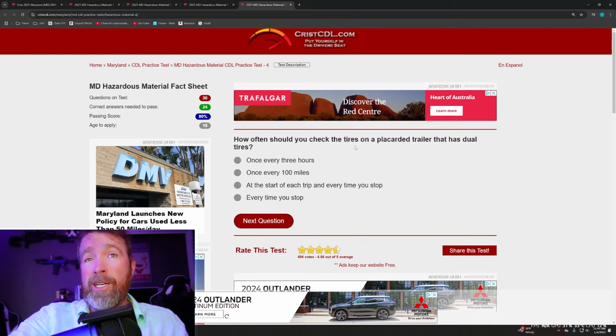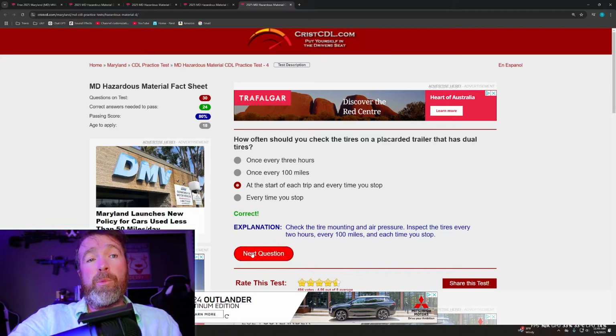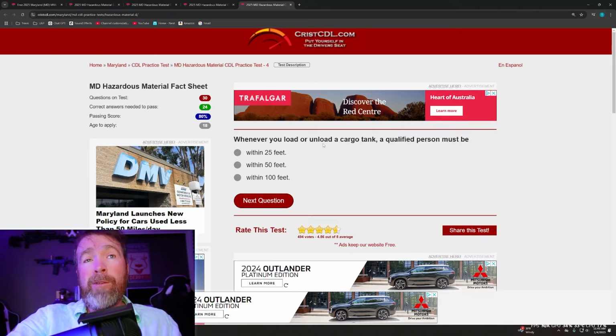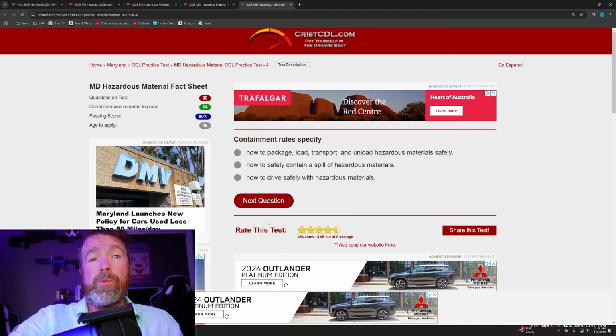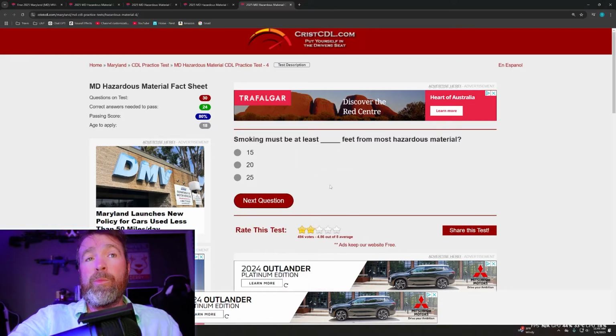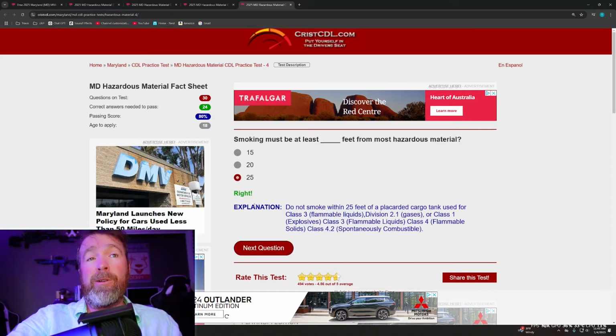How often should you check your tires on a placarded trailer that has dual tires? At the start of each trip and every time you stop. Whenever you load or unload a cargo tank, a qualified person must be within 25 feet. Containment rules specify how to package, load, transport, and unload hazardous material. Smoking must be at least 25 feet from hazardous material.